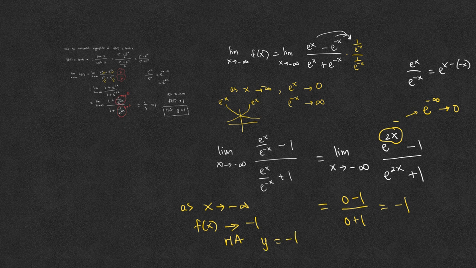In summary, the function f of x equals hyperbolic tangent of x has two horizontal asymptotes. One is y equals 1 and the other is y equals negative 1.